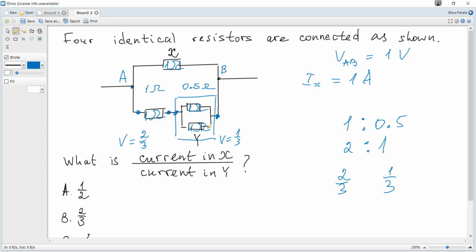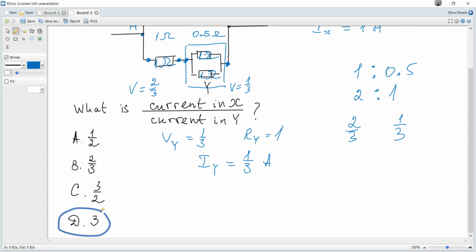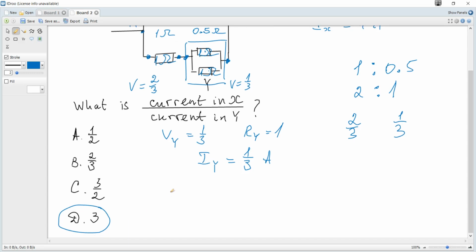And again, voltage in parallel is the same, so voltage across this is 1/3 and voltage across this is 1/3, hence voltage across Y is 1/3, and resistance is 1 ohm, hence current for Y can be calculated, voltage over resistance is 1/3 amps, and hence the required ratio is 1 divided by 1/3, so it's 3. So D is correct, and that's all for this question.